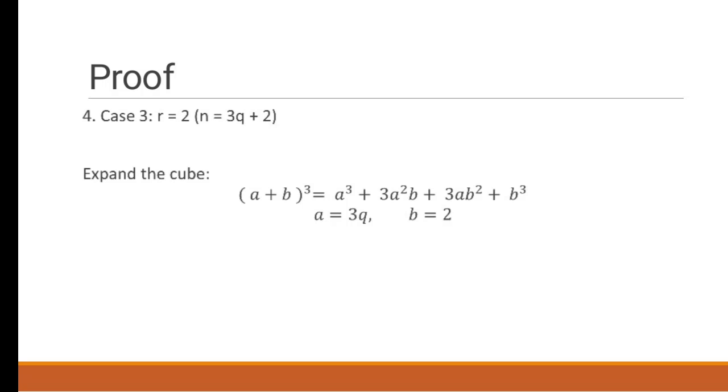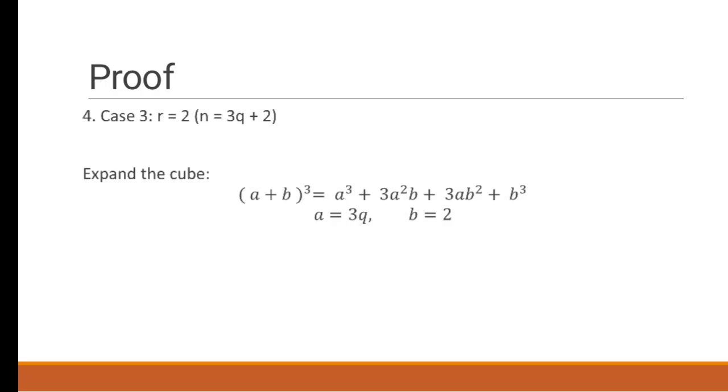The final case is case 3. So, in this case, r will be equal to 2. Therefore, n will be equal to 3q plus 2. So, same process as case 2, we must expand the cube. So using the formula, quantity of a plus b cubed is equal to a cubed plus 3a squared times b plus 3a times b squared plus b cubed.